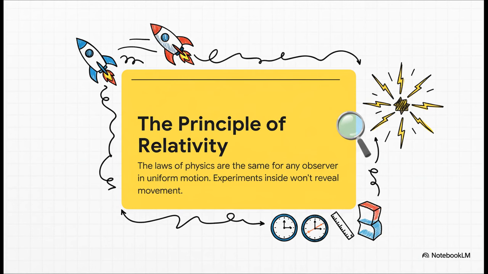He realized that if you're in a cabin on a smoothly moving ship with no windows, there's no experiment you can do that proves you're moving. If you drop a ball, it falls straight down, everything works normally. That means there's no special stopped place in the universe. All steady motion is, well, relative.